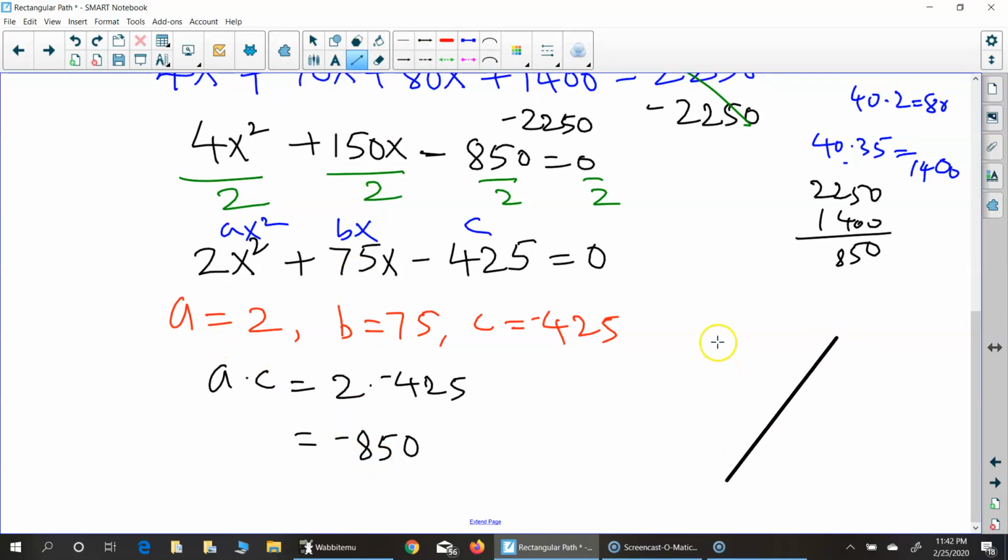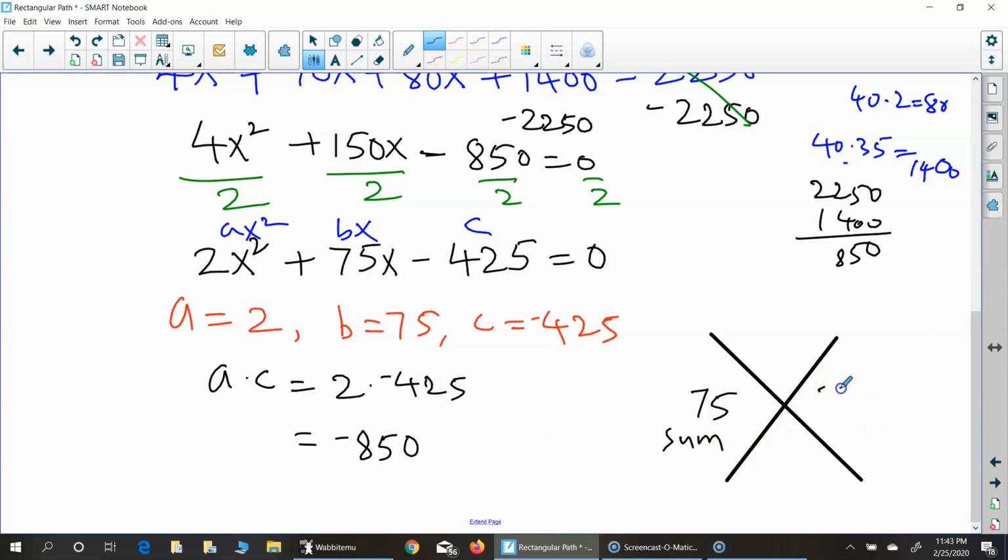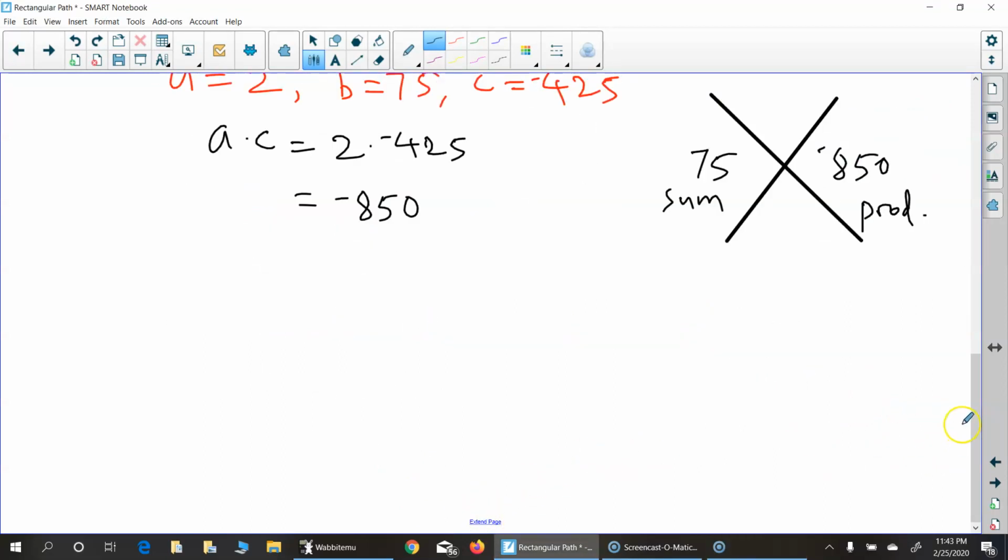So, let us just follow this method that we call as X method, where my sum is how much? The sum is 75. Negative 850 is the product. So give me two numbers whose sum is 75 and the product is negative 850. The numbers are big but not complicated, right?